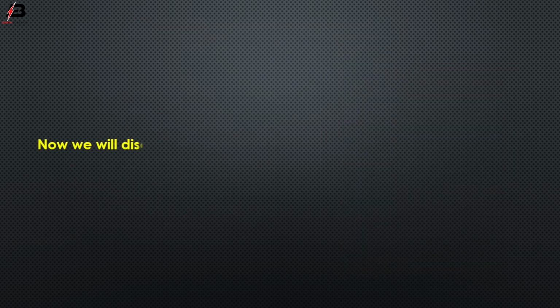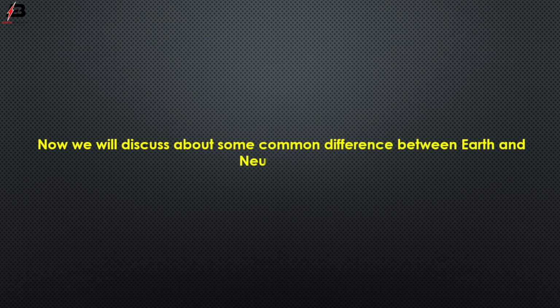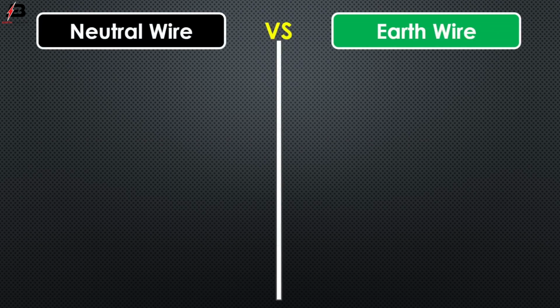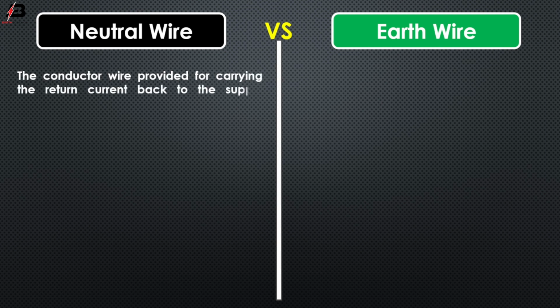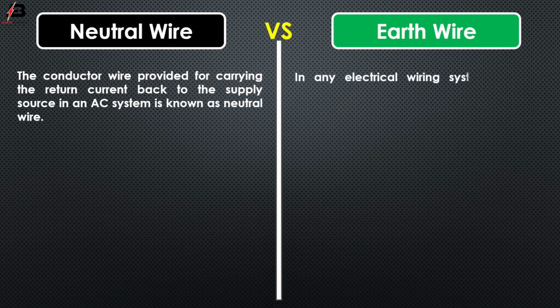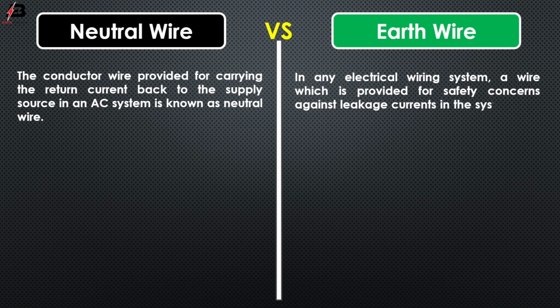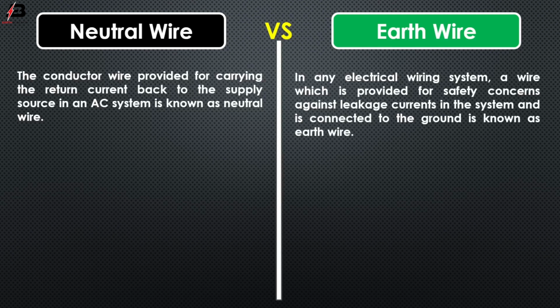Now, we will discuss some common differences between earth and neutral wire. Neutral wire versus earth wire. The conductor wire provided for carrying the return current back to the supply source in an AC system is known as neutral wire. In any electrical wiring system, a wire which is provided for safety concern against leakage currents in the system and is connected to the ground is known as earth wire.